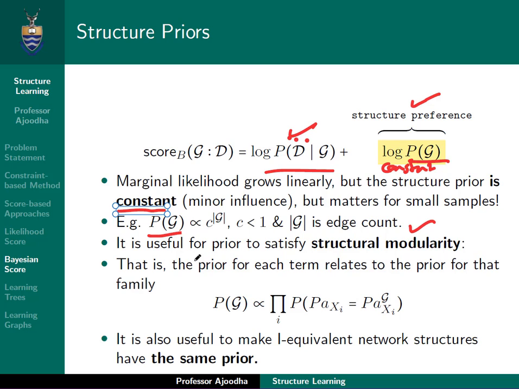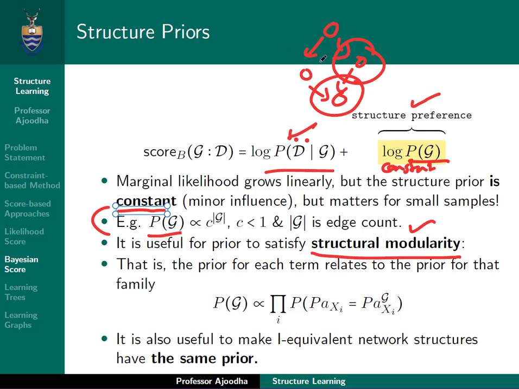There are so many examples that you can think of, but it is useful for these priors to satisfy something called modularity. Structural modularity is very much about being able to calculate your structure prior by segmenting the graph structure. So for this particular prior that I've told you about, you can calculate it easily by just counting edges at a local level. You count the edges per node, and then that becomes modular.